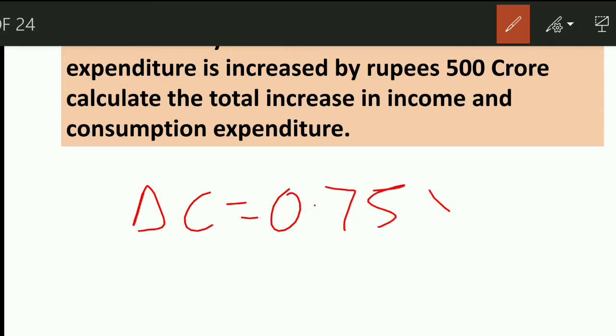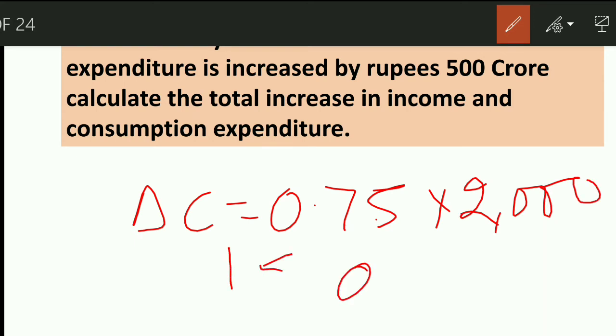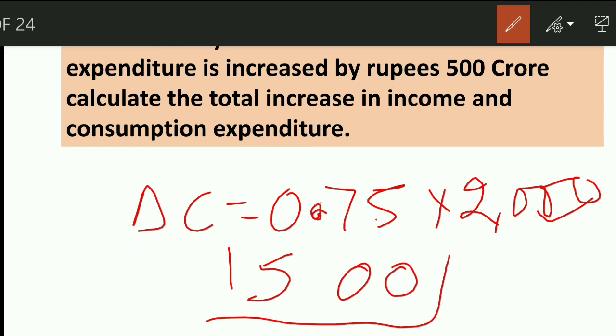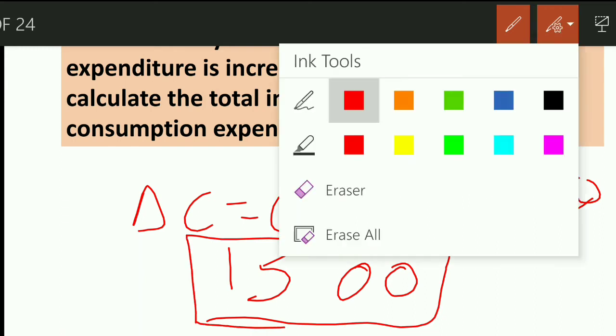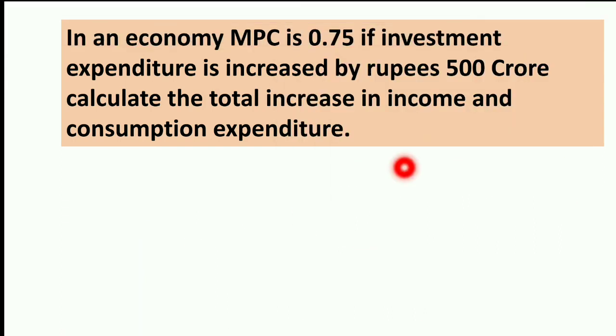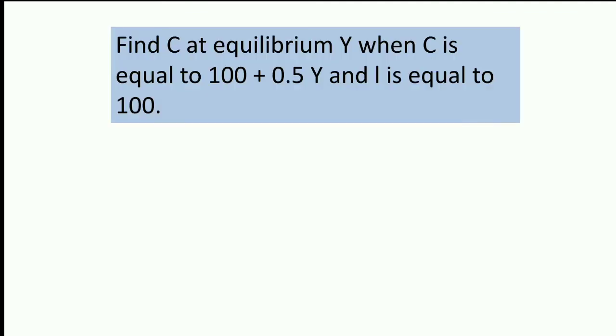I hope this is clear to you. So solve it and you will get your answer, right? 5 into 0 is 0, 7 into 2 is 14, and 1 is 15, and then one more 0, because these zeros will go out because of the decimal point. So your delta C will be 1500 crore. Alright, so the question is done, because the question was asking us to find the total increase in income and consumption expenditure, that we have found, right? After that, the next question is here before us.